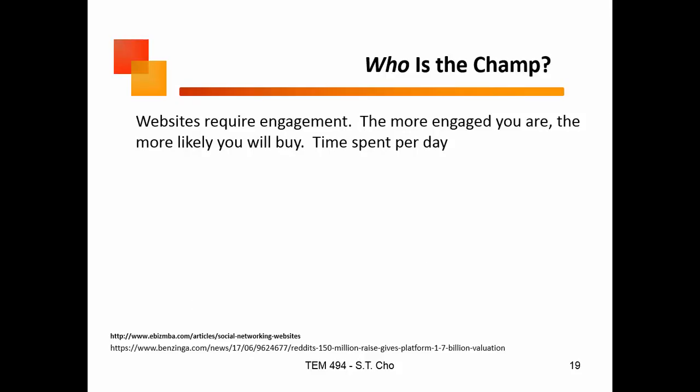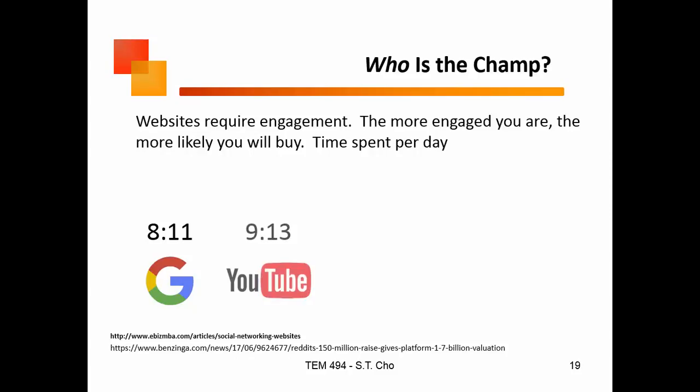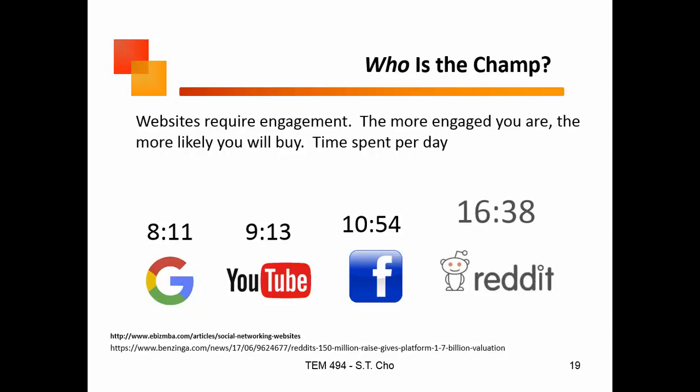And so, who is the champ? Who does dominate the time that we spend per day? Is it Google? We spend 8 minutes a day. We spend a lot more time, well, not a lot more time, but we definitely spend more time on YouTube. And even more so is Facebook. So who is the champ in all this? Reddit. And that kind of makes sense. When you're sitting there reading articles, you spend more time. But Reddit is a champion. They're the ones who engage you the most, more than anything else.